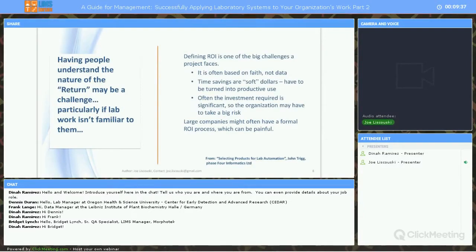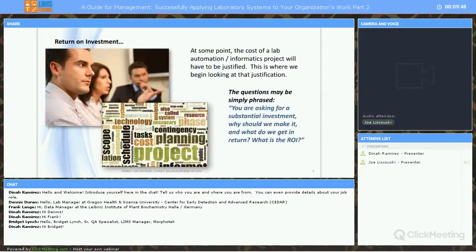Often, the investment required is significant, so the organization may have to take a big risk. Large companies may have their own formal ROI process. Those funding projects will be concerned about the costs and whether or not the project has been well thought through. They'll be looking at the benefits they'll get from their investment, and everything comes down to a very simple question. What's the return on the investment?